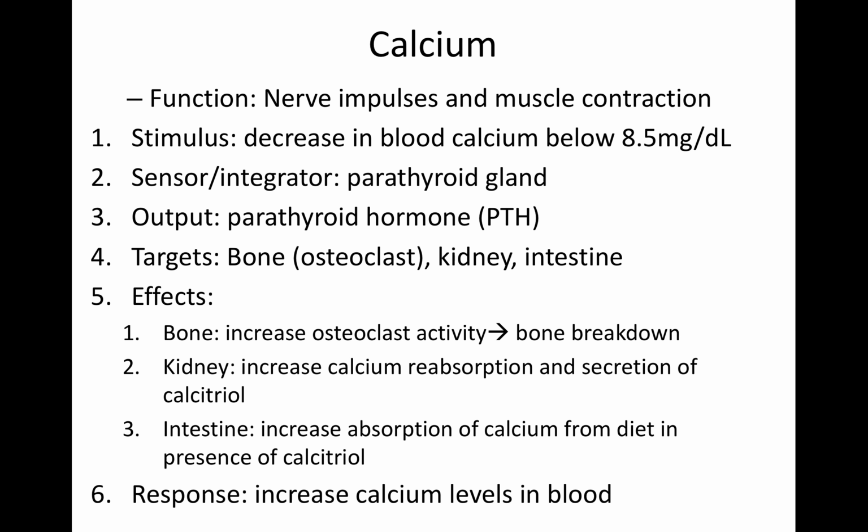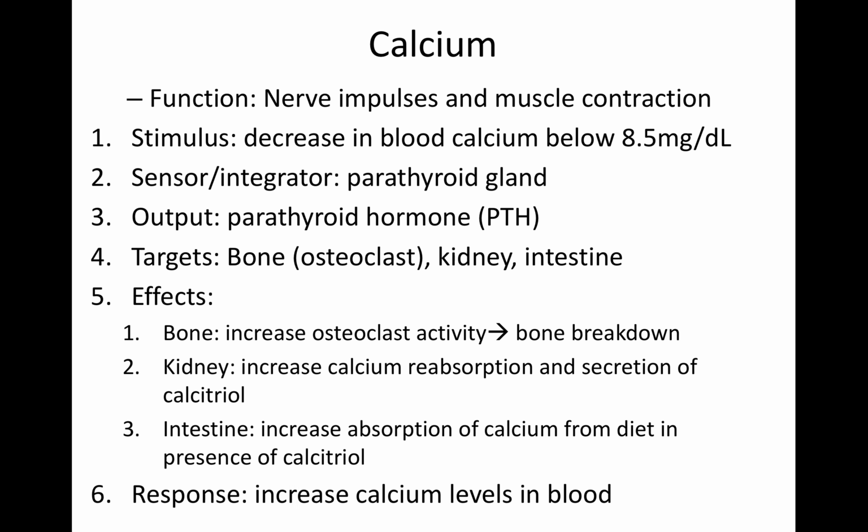Now, in this case, calcium is going to be low, and low means any number below 8.5 milligrams per deciliter. Do remember that number, this is basically the lower part of your set point range, and anything below that will act as a stimulus for this whole feedback loop to be initiated. So blood calcium starts to drop below 8.5 milligrams per deciliter. This stimulus will be sensed or noticed by your parathyroid gland.